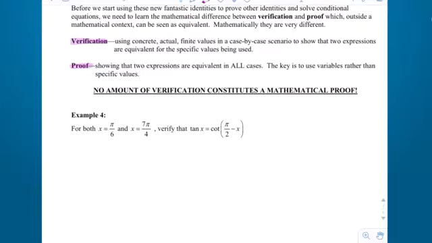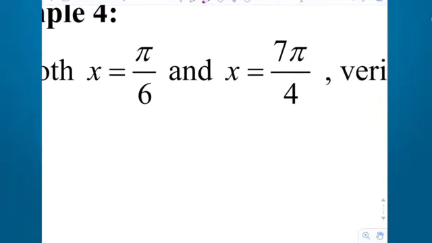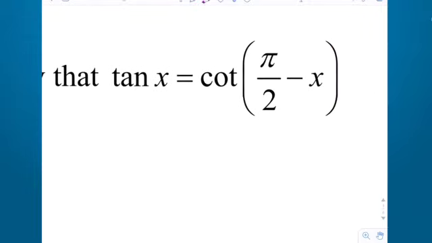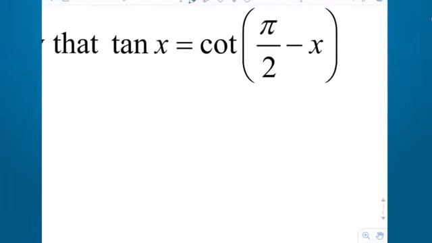So here's example 4. We're going to verify, before we get into full-fledged proof, that this identity is true, and I chose a couple of angles here. So this might be something you have to do on your test on Thursday, on the free response. I'll say verify. So what you're going to do is the same thing that we would normally do for a proof.